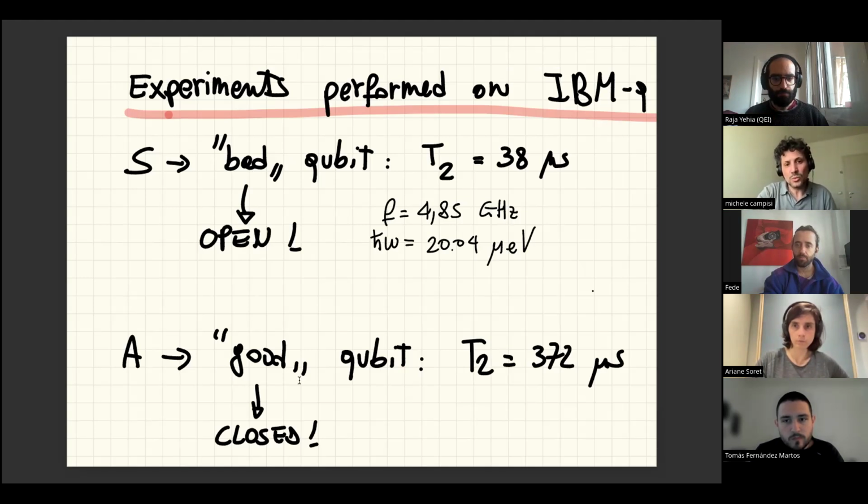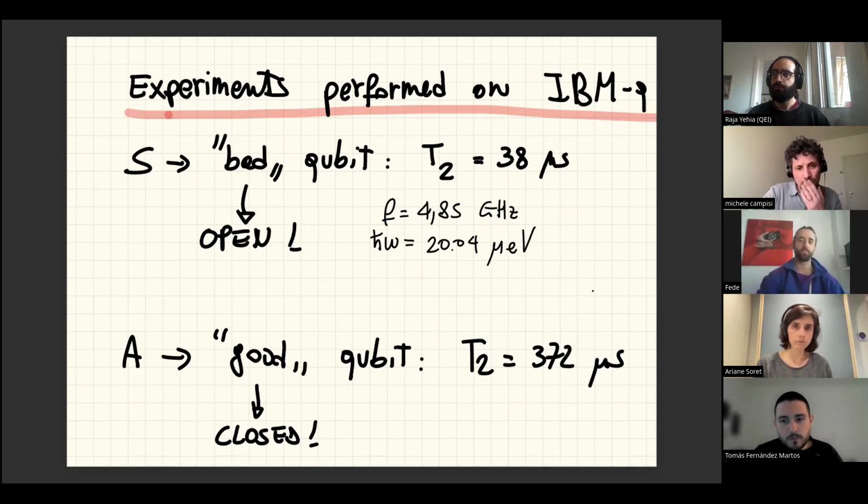Whereas the good qubit, which we used as the ancilla, had basically 10 times the coherence time. So in first approximation, the ancilla is a closed system, not affected by the thermal bath, whereas our system S is likely much more affected by the thermal bath. So it's a good candidate to play the role of an open system, whereas this good qubit is a good candidate to play the role of the ancilla.